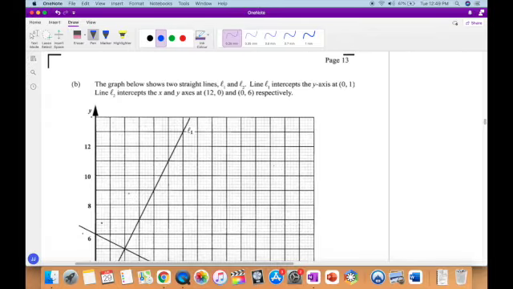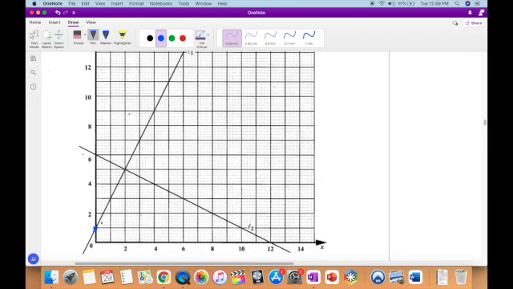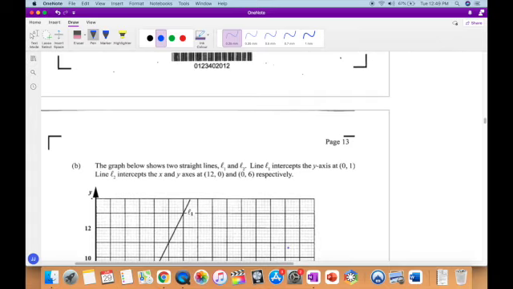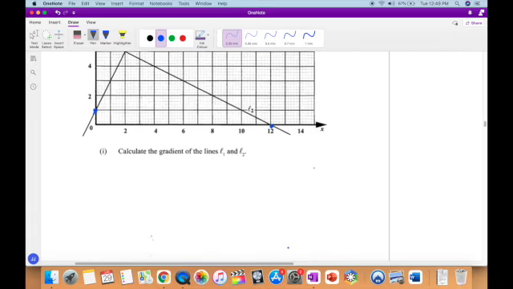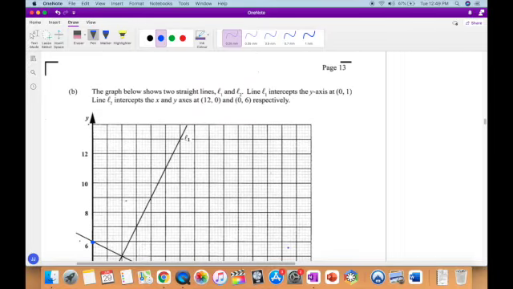And line L2 intercepts the x-axis. The x and y-axes are those respectively. So we can see here the y-axis at 0, 6, and the x-axis at 12, 0 for L2, right, respectively. Calculate the gradients of both lines.